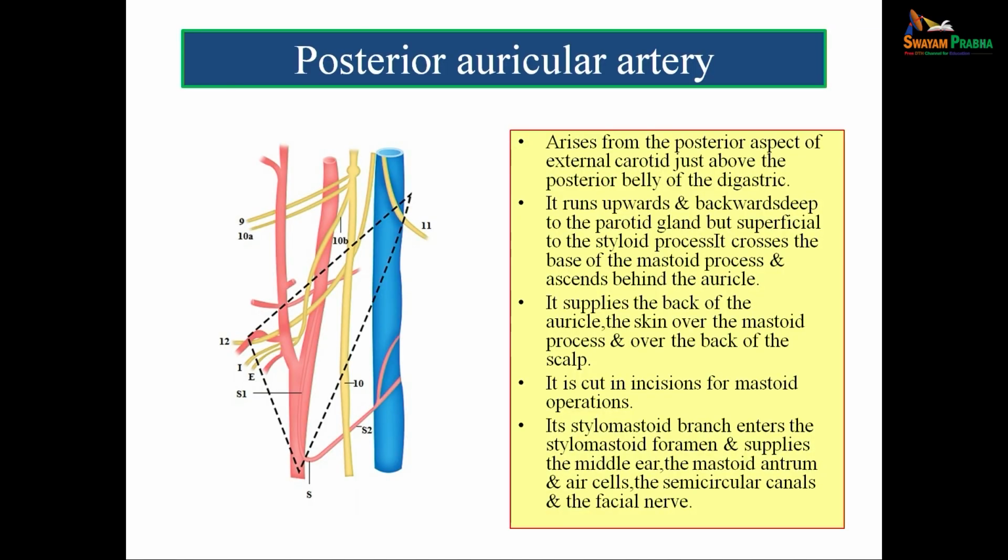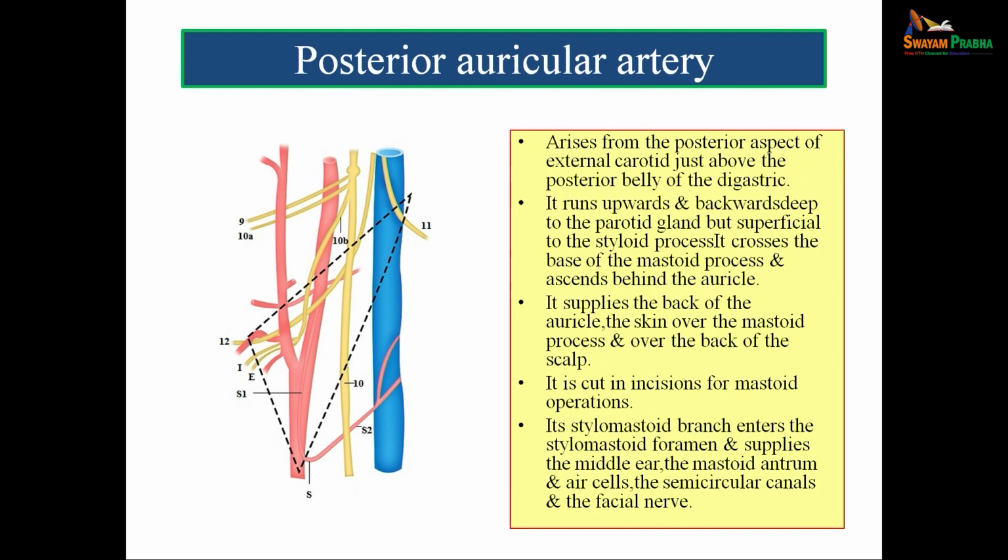Now we come to the posterior auricular artery. This one arises from the posterior aspect of external carotid just above the posterior belly of the digastric. It runs upwards and backwards deep to the parotid gland but superficial to the styloid process. It crosses the base of the mastoid process and ascends behind the auricle.